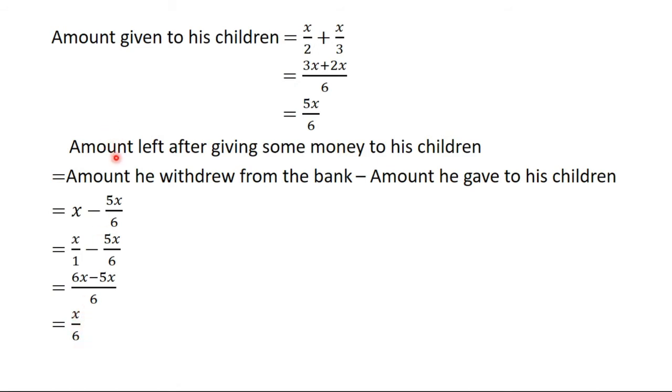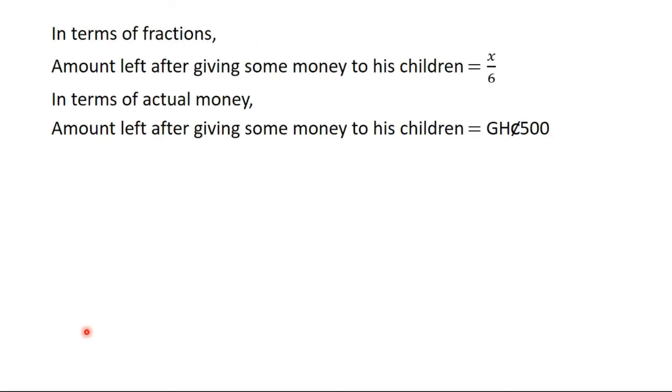So you can see from here that we have the amount of money left after giving some money to his children as x over 6. So in terms of fractions, the amount of money left after giving some money to his children is x over 6. In terms of actual money, the amount of money left after giving some money to his children is 500 Ghana cedis. So you can see that both of these are the amount of money left after giving money to his children. So we can equate them. So we equate what we have in terms of fractions to what we have in terms of actual money. So it's going to be x over 6 is equal to 500.